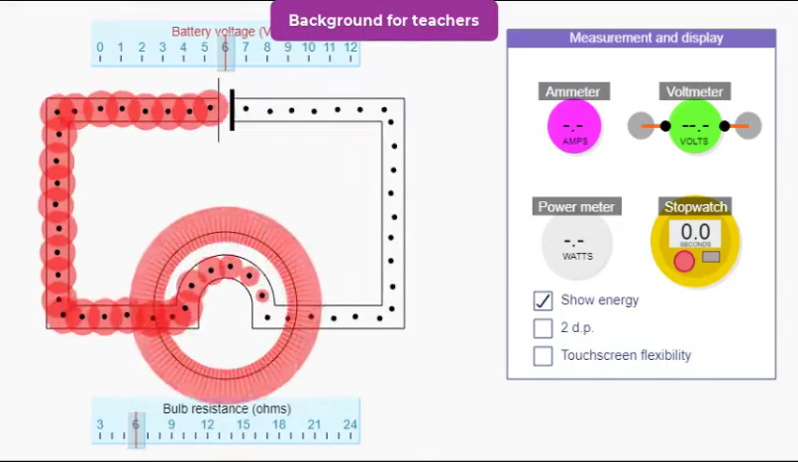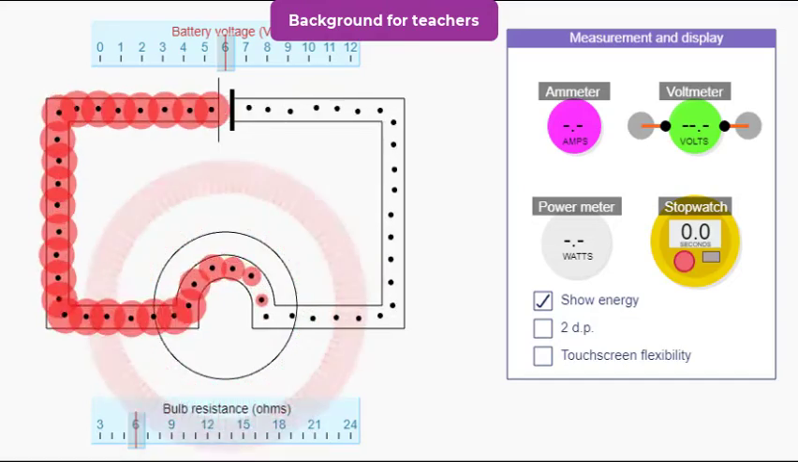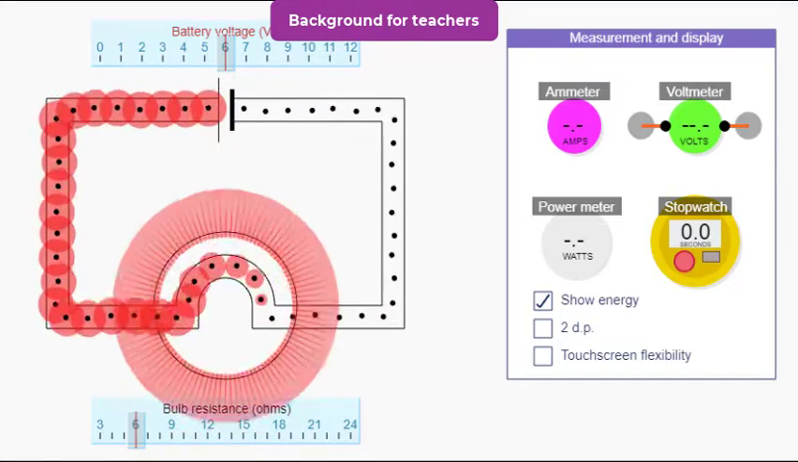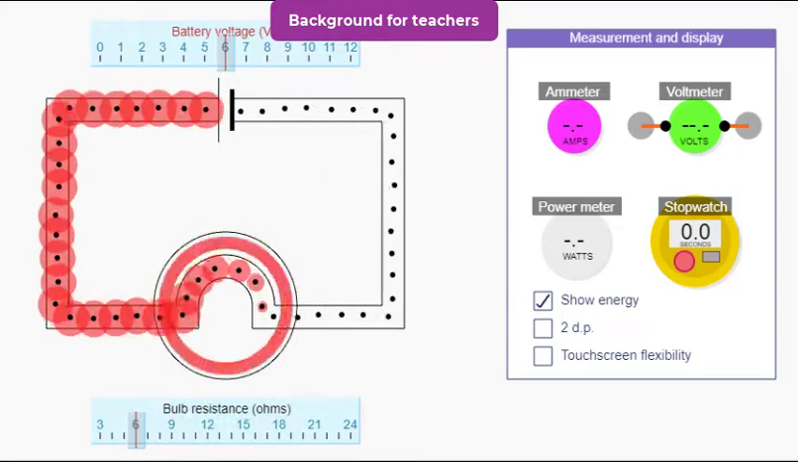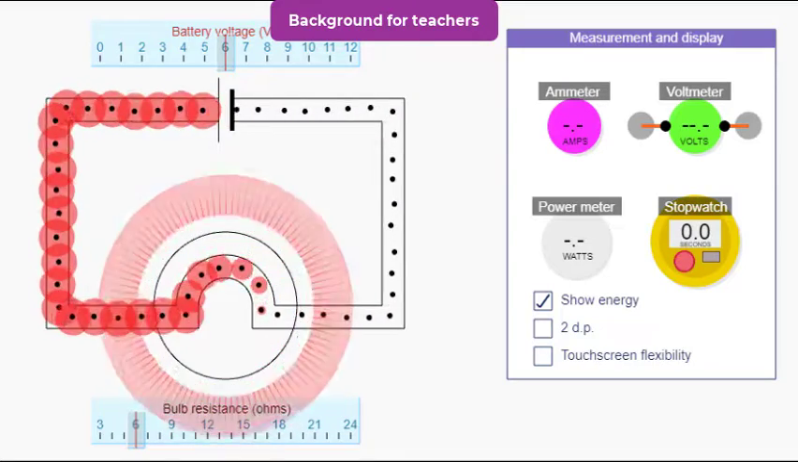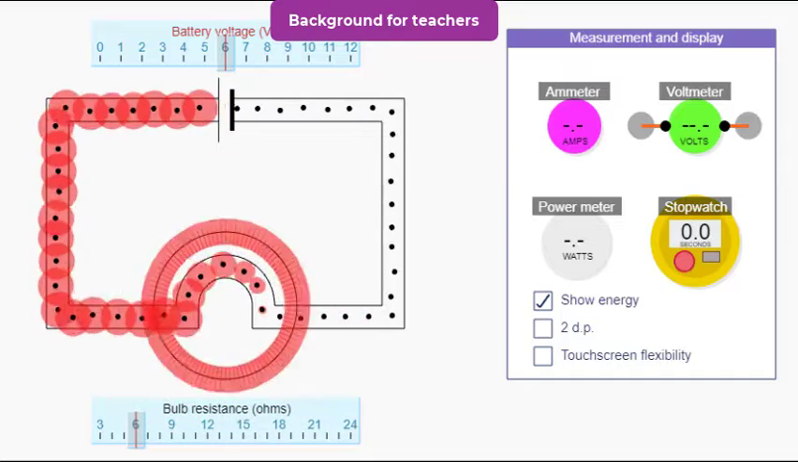This is how I'd use the simulation in front of a class to visualise the meaning of potential difference and how it can be measured using a voltmeter. I'll probably introduce it by saying something like, we've seen that the red stuff represents energy and that voltage or potential is shown as the amount of red stuff each charge has.